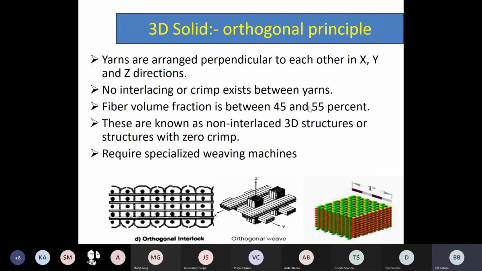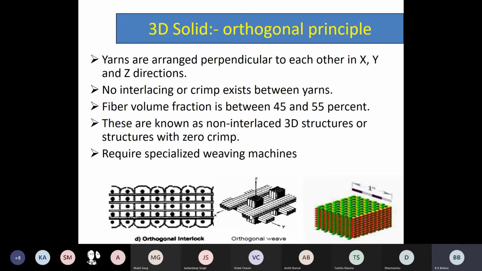Fiber volume fraction, this point I already explained to you. Here it is 45 to 55. As I said, it can even go up to 60%, but 55 is already very high. These are known as non-interlaced 3D structure. So as you can see here, there is no interlacement.